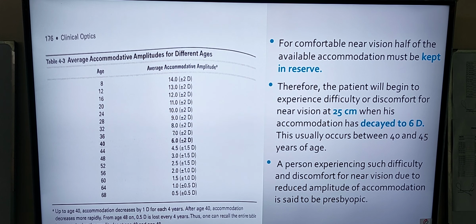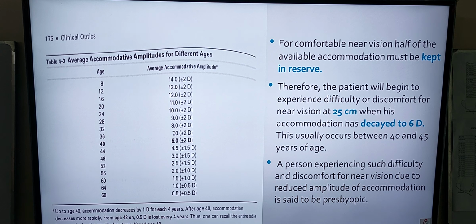So here we have the average accommodative amplitudes for different ages. We can see that by the age of 8 years, the accommodative amplitude is about 14 diopters, and it will decrease 1 diopter for each 4 years. And so by the age of 40, the accommodative amplitude is 6 diopters. And after 40, it decreases more rapidly. From age 48 on, again, there is a decrease of 0.5 diopters for every 4 years.